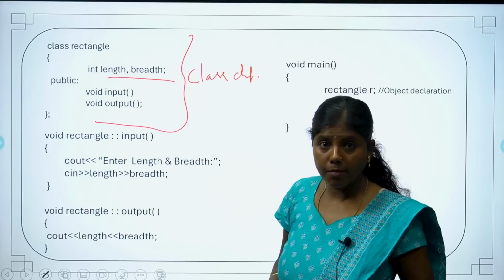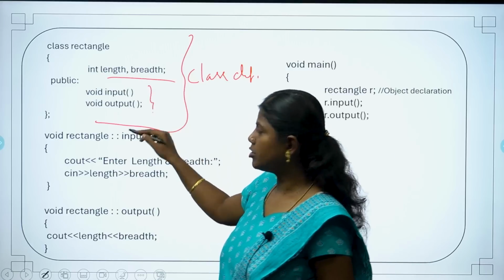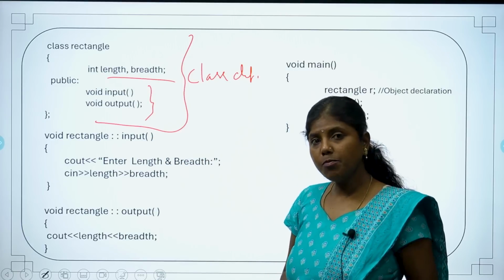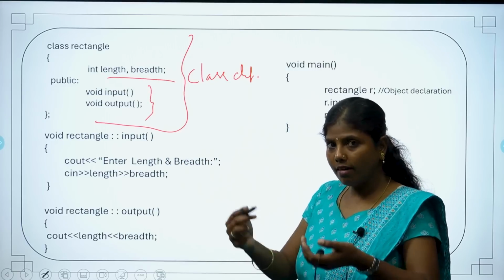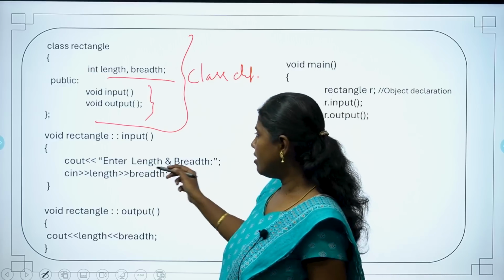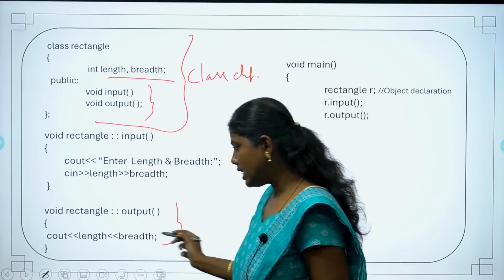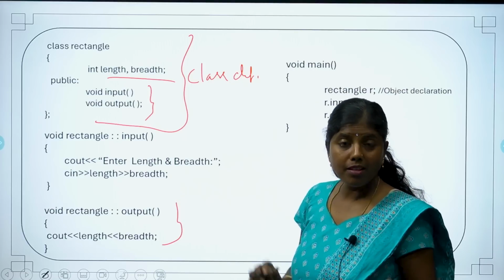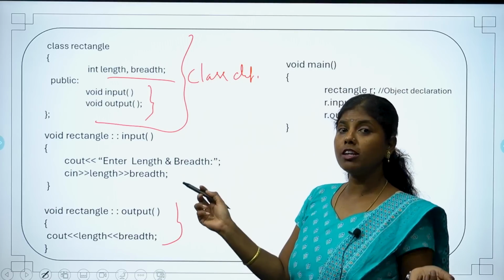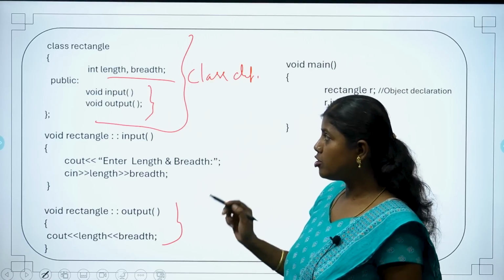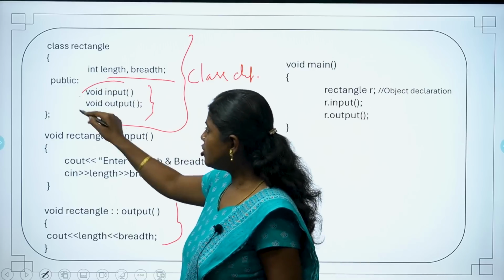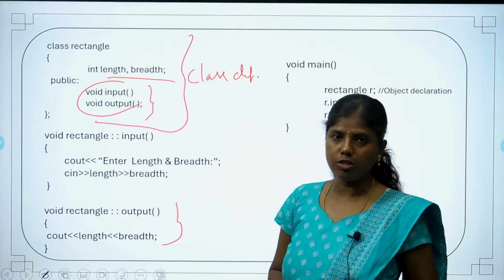That's going to be length and breadth. We have two functions here. One is called an input function, another is going to be an output function. Input function, basically it's used to read the data from the user. So enter length and breadth, read it. Output is what? It's going to be cout length and breadth. Remember, they asked you to define this function outside the class. When you have to define this function outside the class, declaration should be there and you're defining a function outside.